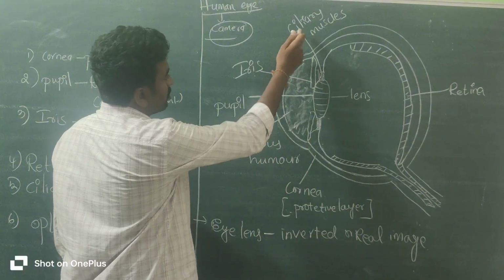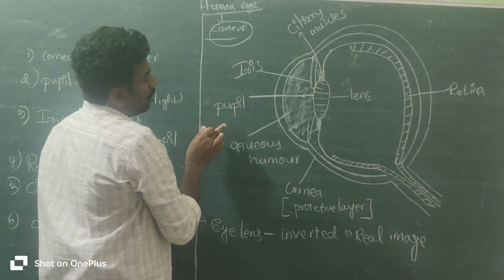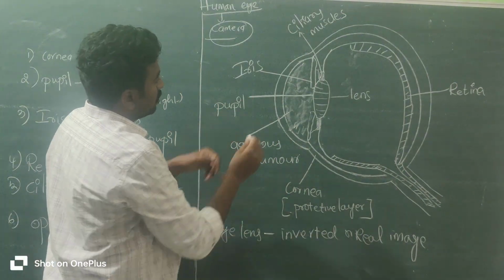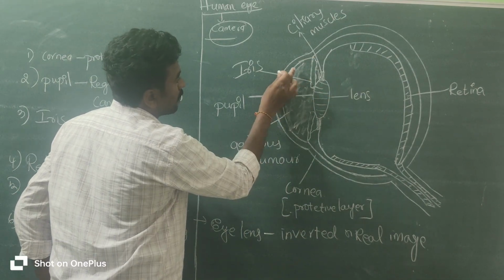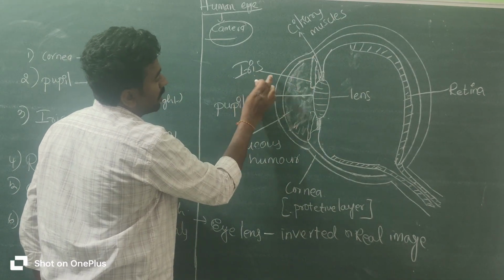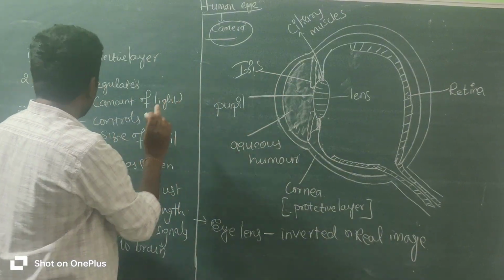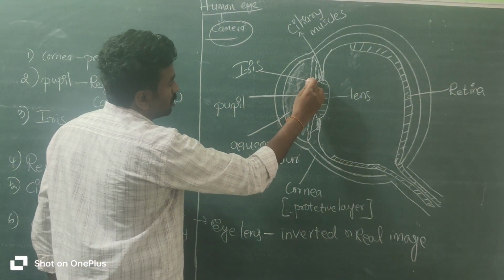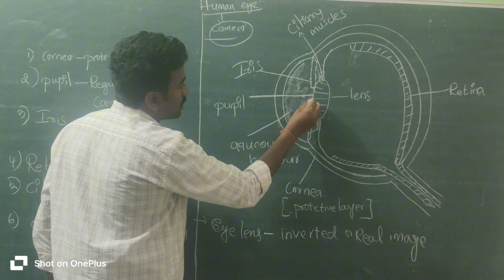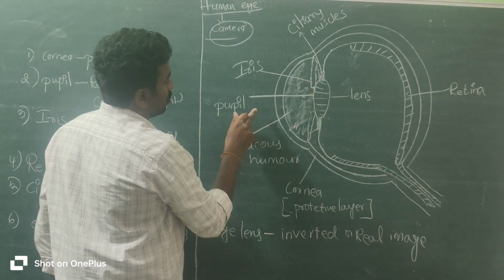First cornea, ciliary muscles. Next iris. Iris, this part. Behind the cornea there is an iris, which controls the size of the pupil.